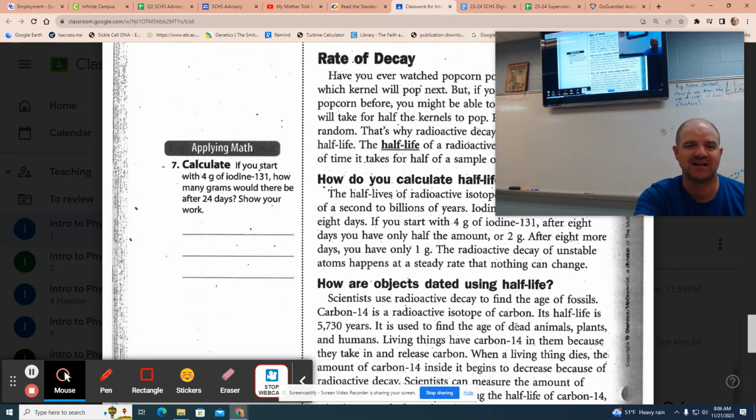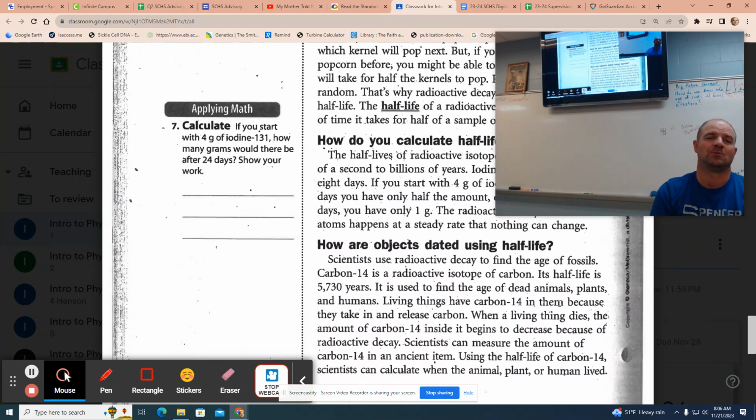How are objects dated using half-life? We're going to go super in depth, but let's just read what they have to say here. Scientists use radioactive decay to find the age of fossils. Carbon-14 is a radioactive isotope of carbon. Its half-life is 5,730 years. It is used to find the age of dead animals, plants, and humans.